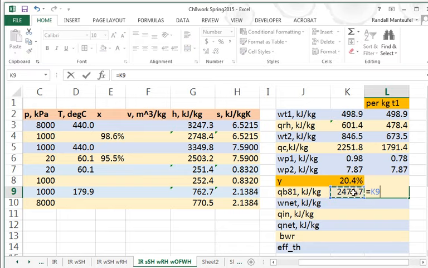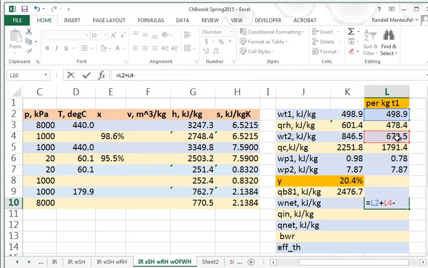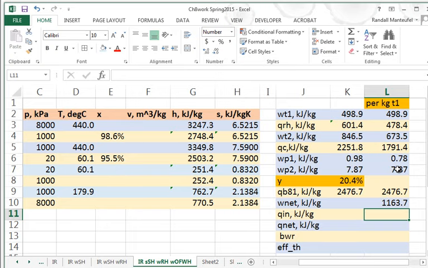Now I'm ready to calculate W net, because everything is now per unit kilogram that went through the first turbine. It's going to be equal to the work of the turbine first stage plus work of the turbine second stage minus the work of the first pump, minus the work of the second pump. There it is. Did I mess up? No. Okay.